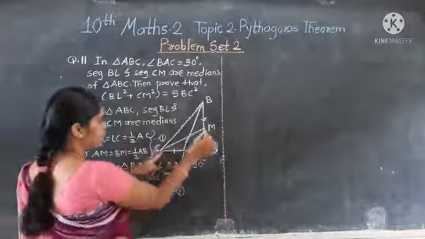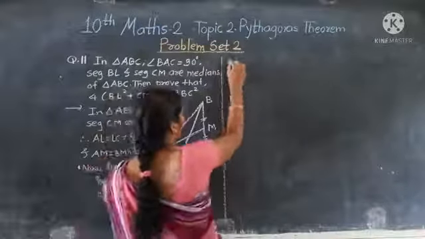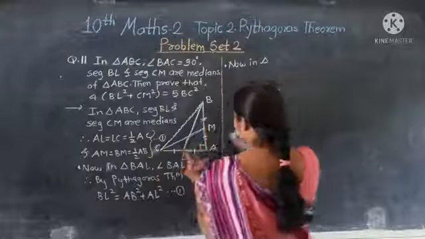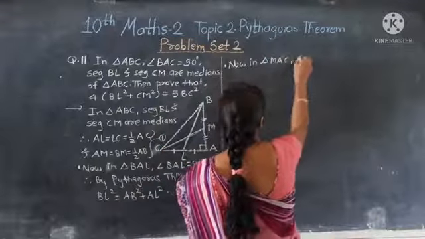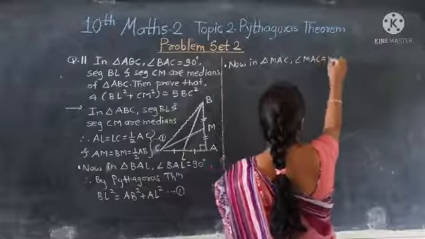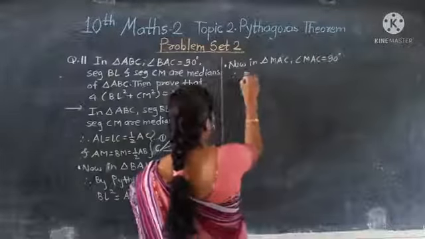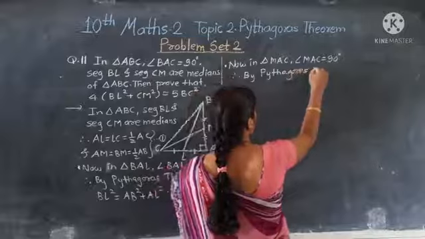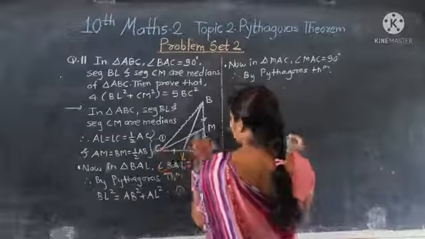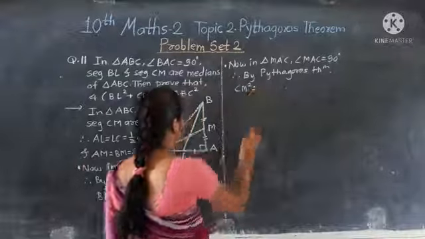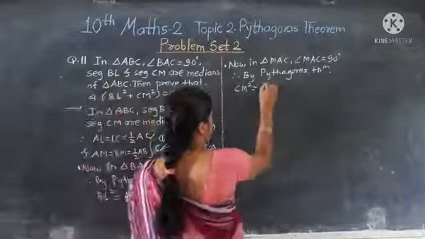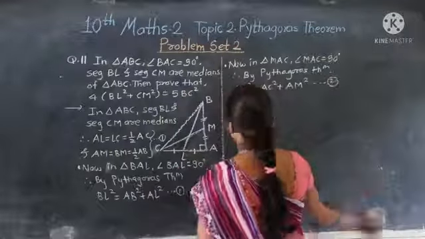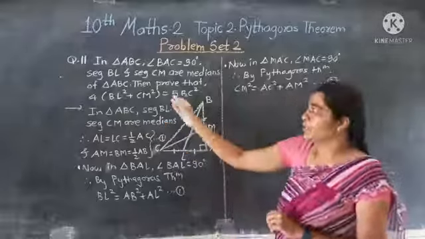Now CM, where is CM? In this triangle. Now in triangle MAC, angle MAC is equal to 90 degree. Therefore, by Pythagoras theorem, you can write CM square is equal to AC square plus AM square. You call this equation number second. See, we have to do this.